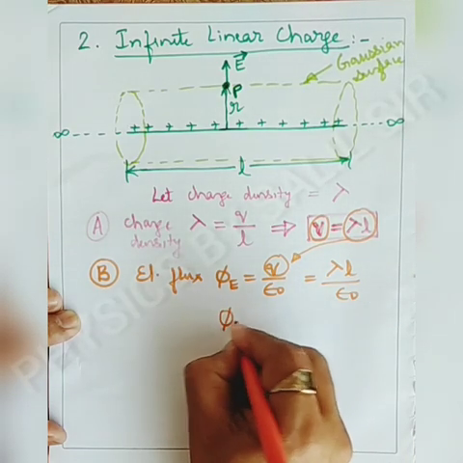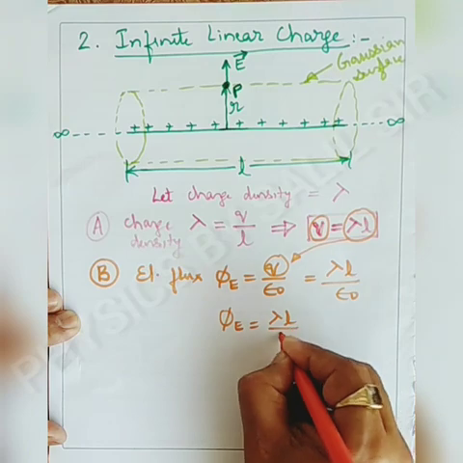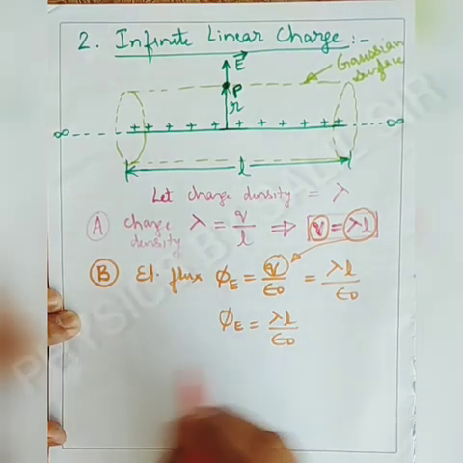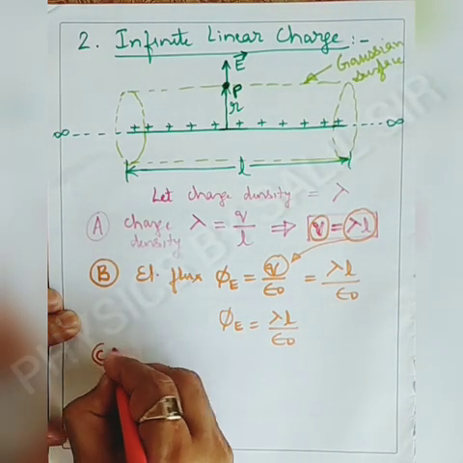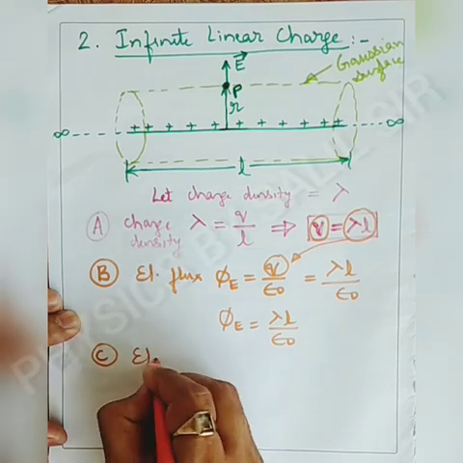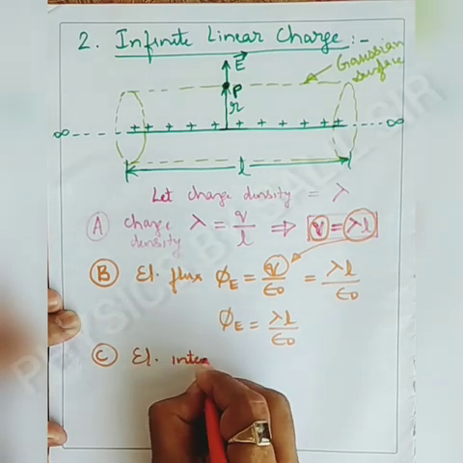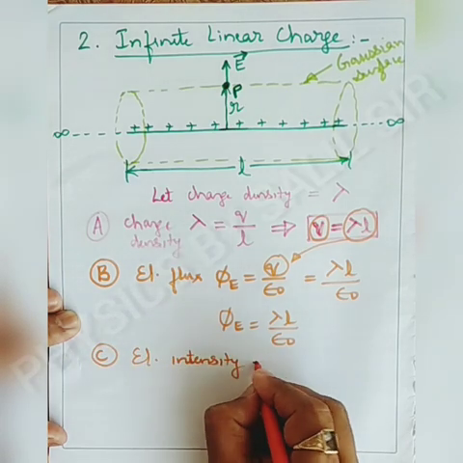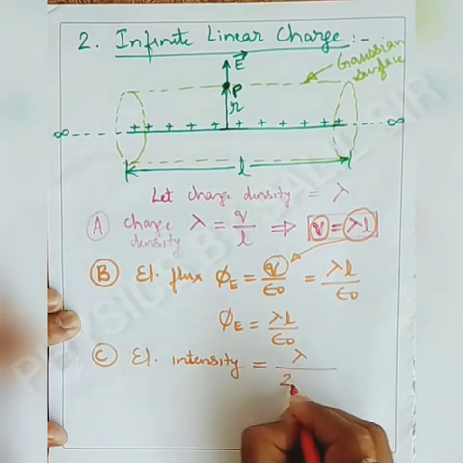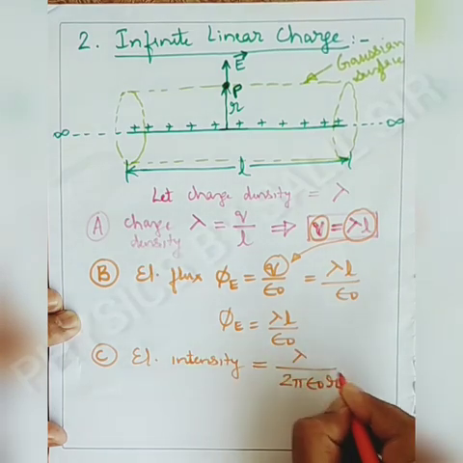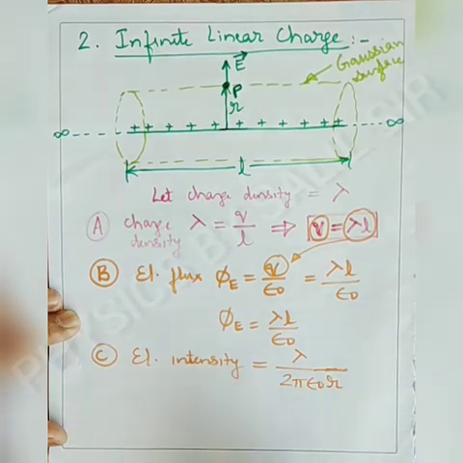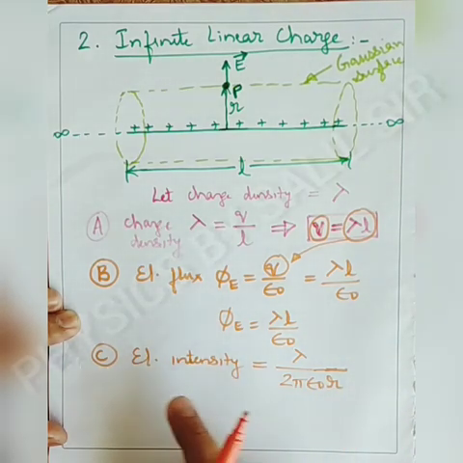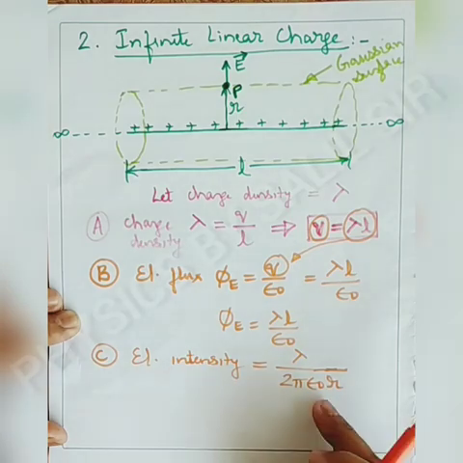So phi E is equal to lambda L upon epsilon naught. This expression you have to remember. And third one is electric intensity. Electric intensity is lambda upon 2 pi epsilon naught R. You have to remember this also. We'll do the proof of this expression, the proof of electric field intensity for the infinite linear charge, later on.